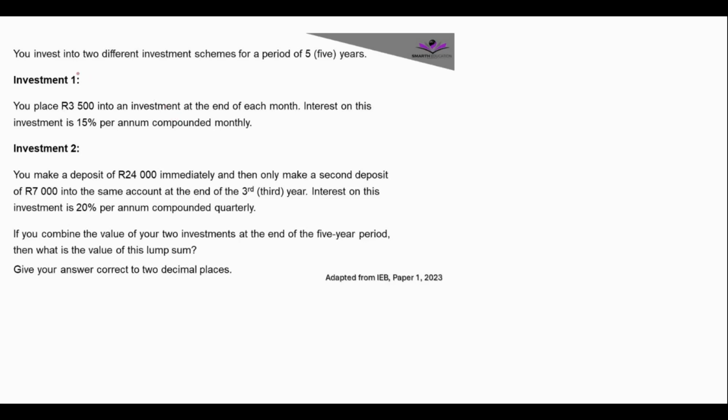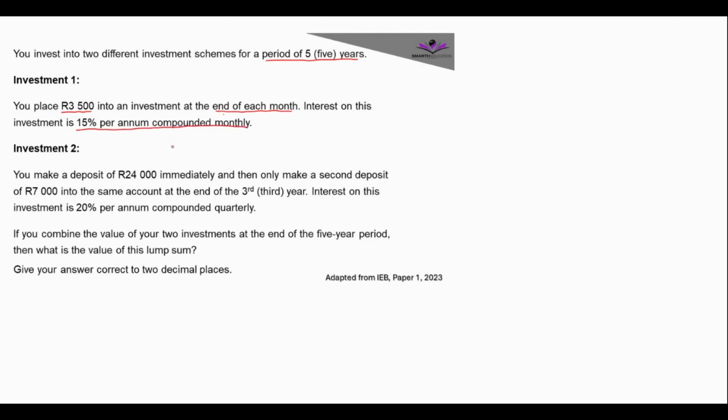Welcome back. Let's do question 6a. You invest into two different investment schemes for a period of 5 years. Let's just read everything. Investment 1, you place 3,500 into an investment at the end of each month. Interest on this investment is 15% per annum compounded monthly.